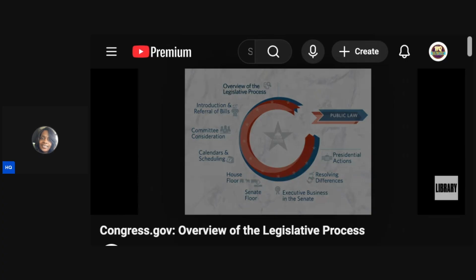Now, this is the overview of the total legislative process. Now, we will be specific with what actually happens when a bill is introduced.